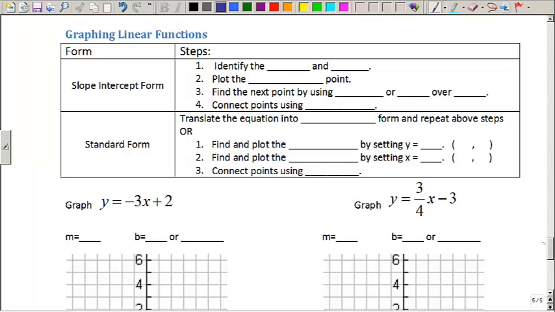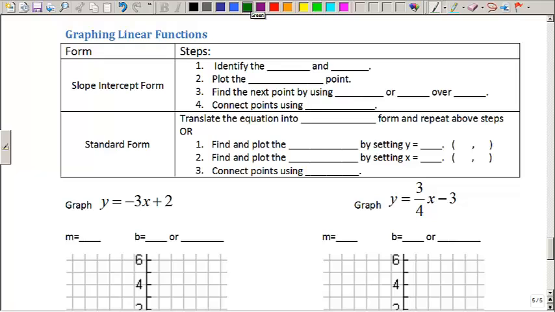The last thing that we're going to be doing is graphing linear functions. There's a couple different forms that are helpful. Slope-intercept form is very easy to graph from. Also, standard form is very easy to graph from. If you're given a point and a slope, we've already graphed from that earlier in this lesson. So these are the two forms that we haven't quite graphed from.